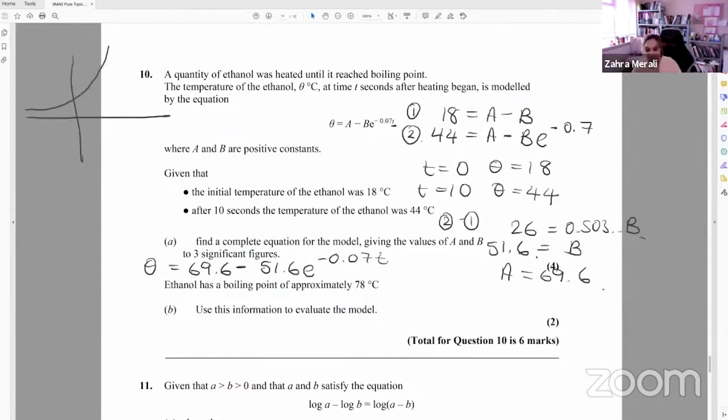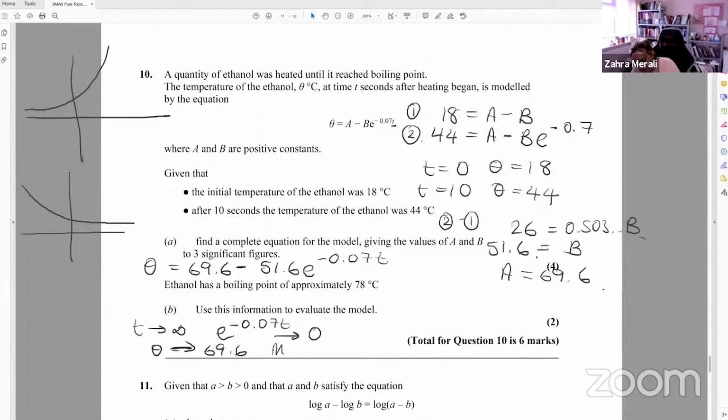E to the x looks like this. It gets bigger and bigger and bigger. Think bacteria or lice or like gross things that just multiply and multiply. Whereas e to the minus x gets smaller and smaller, never hits 0 because there's an asymptote there, but gets closer and closer to 0. So as t gets bigger towards infinity, e to the minus 0.07t gets smaller and smaller towards 0. So that means the whole of theta goes towards 69.6, which is not 78.